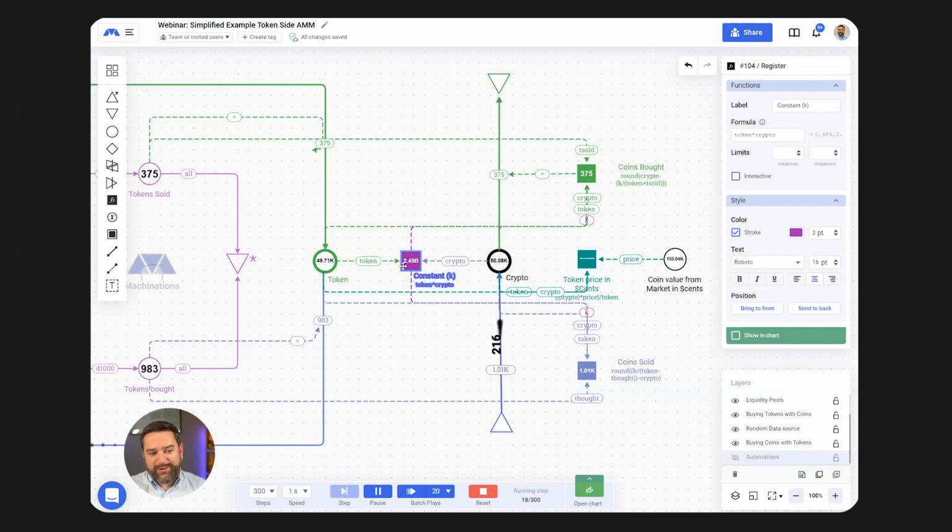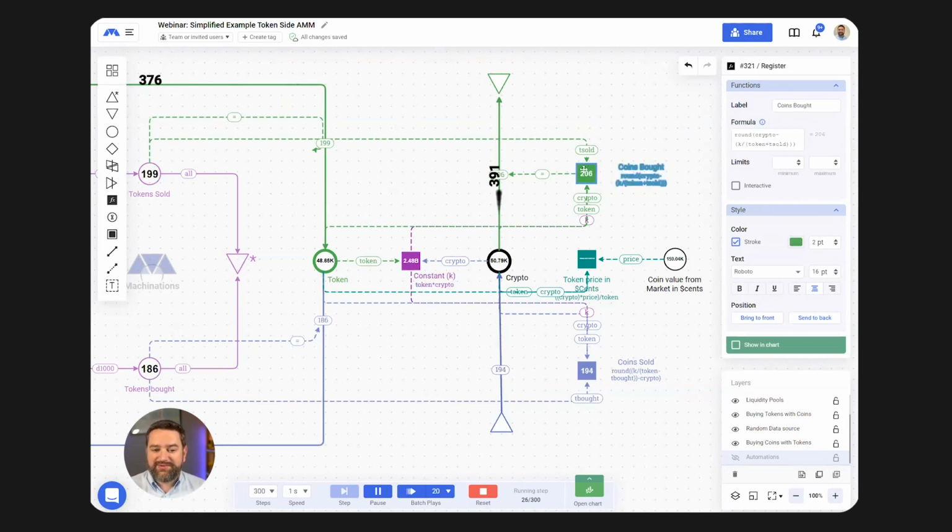But what we'll start to see is, because there's a rounding error, and I'm using the round function in these registers to round up to a whole integer, we'll start to get a margin of error on our AMM over multiple steps and over multiple transactions. This means that we might start to cause a problem.